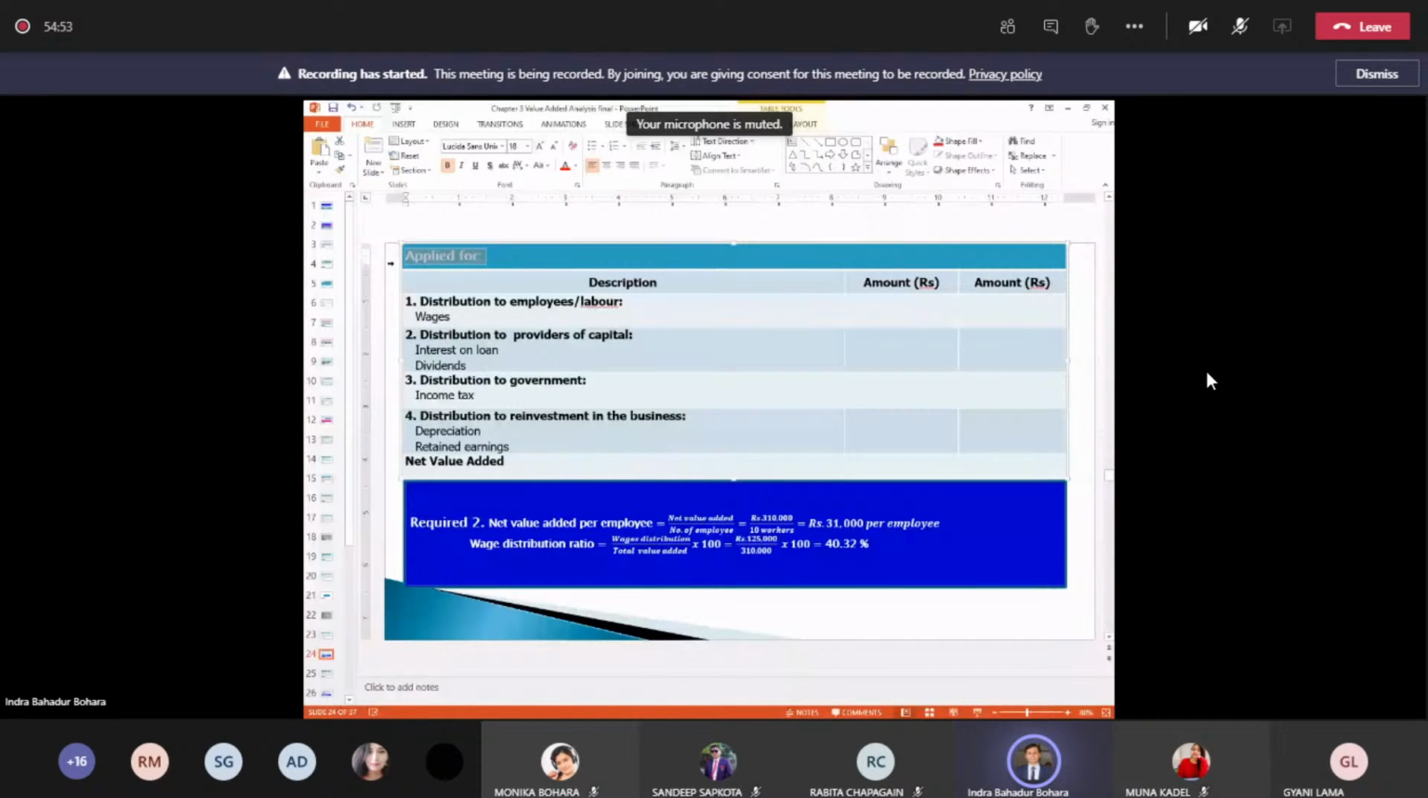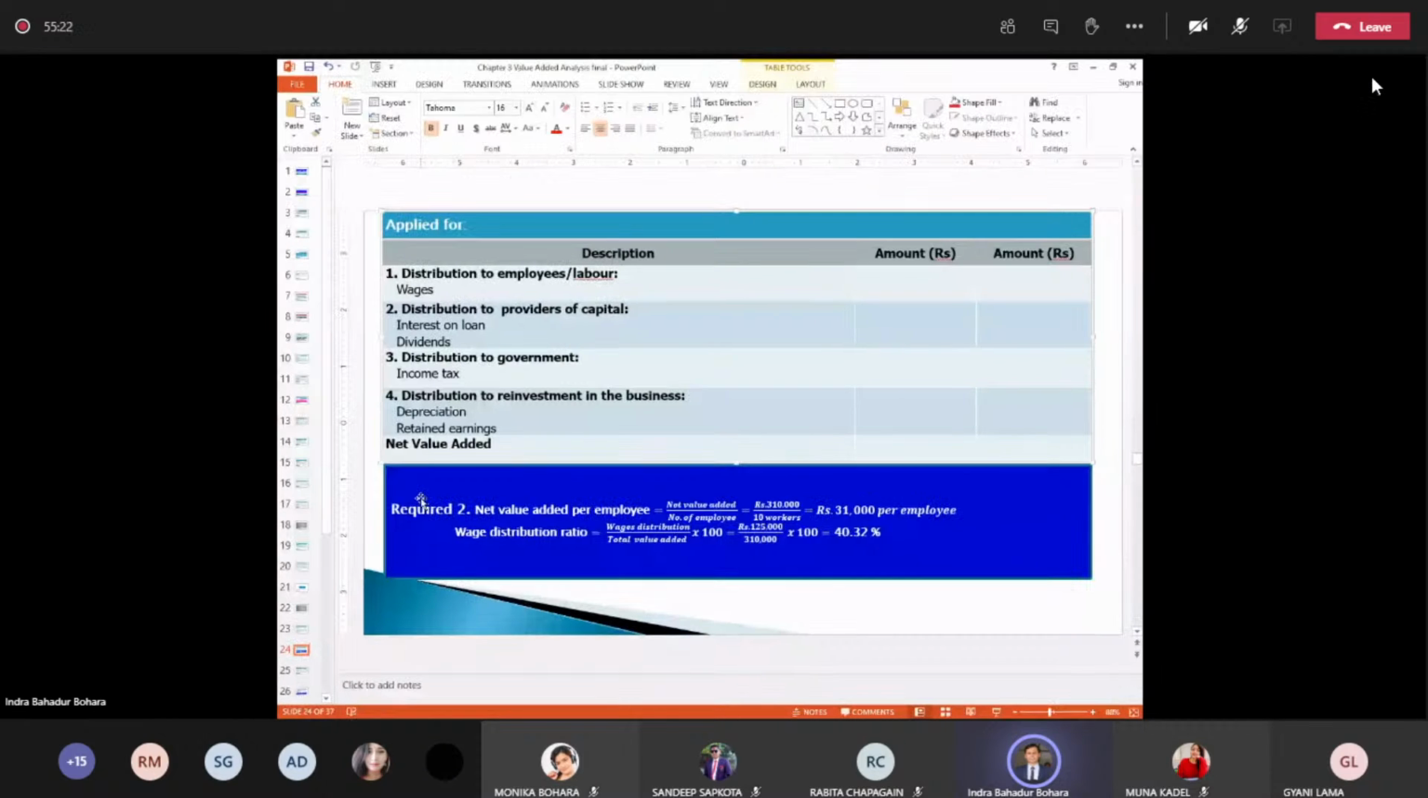Why did the company add the value over the cost of materials? That should be proved through the distribution: for what heading the company distributes the value added. You continue that in the same table, and you don't need to write particulars again. Just below the value added, you write applied for or distribution for, and this particular amount column, this row is not essential.